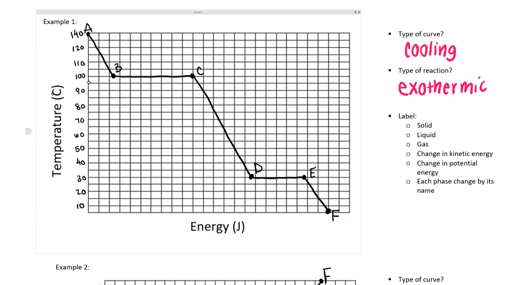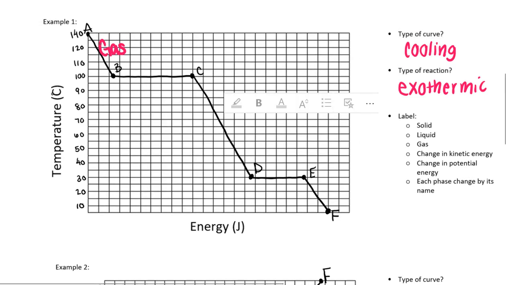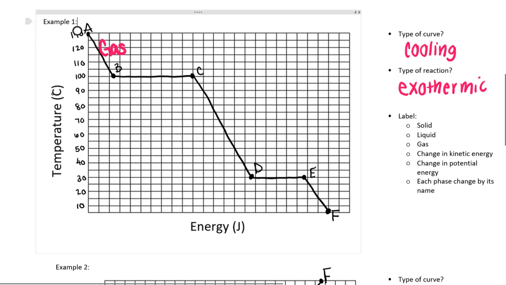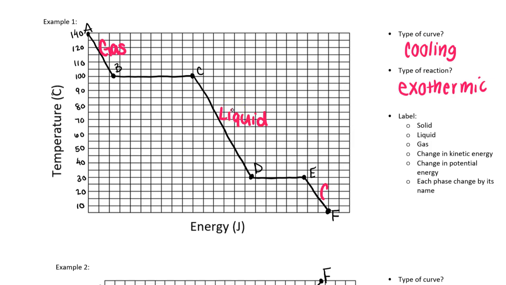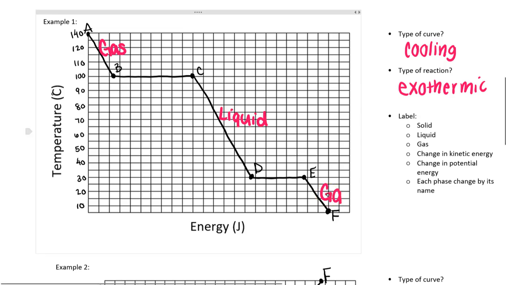All right, next, you should be able to label some stuff on your curve. At the highest temperature, the substance is going to be a gas. So segment AB, it's going to be a gas. From C to D, it is a liquid. And E to F, the substance is a gas.